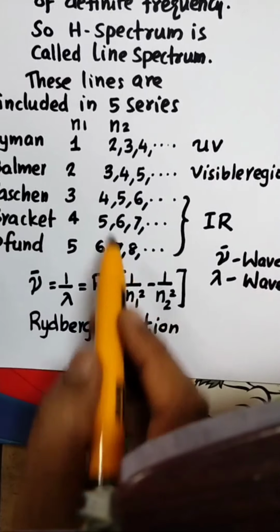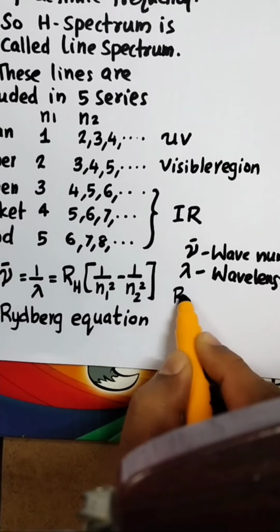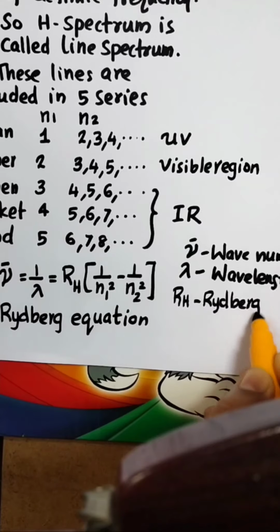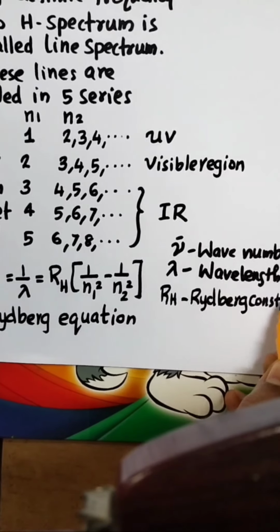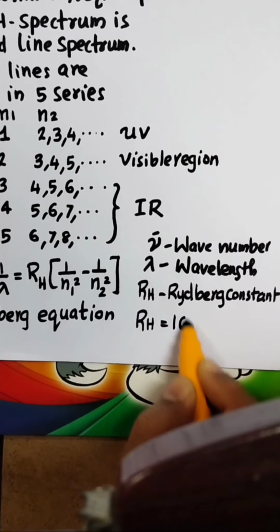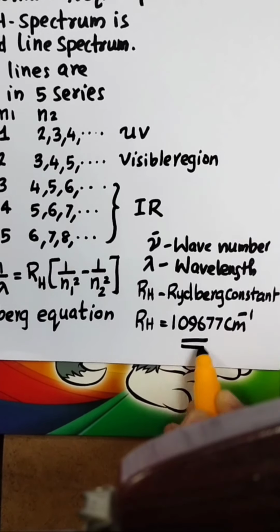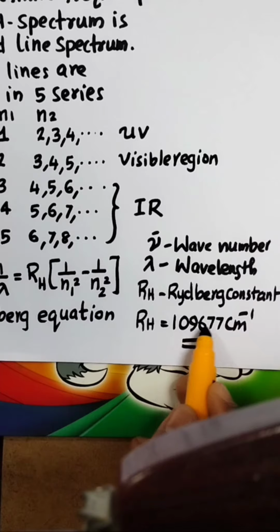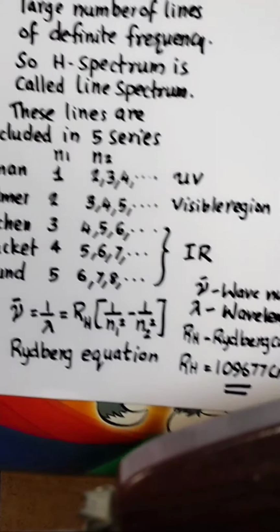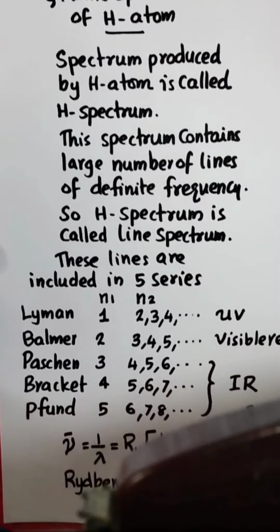n1 and n2 are these values, 1, 2, 3, 4, etc. And RH is called Rydberg constant. RH equals 109677 centimeter raised to minus 1. That's all about line spectrum of hydrogen atom.